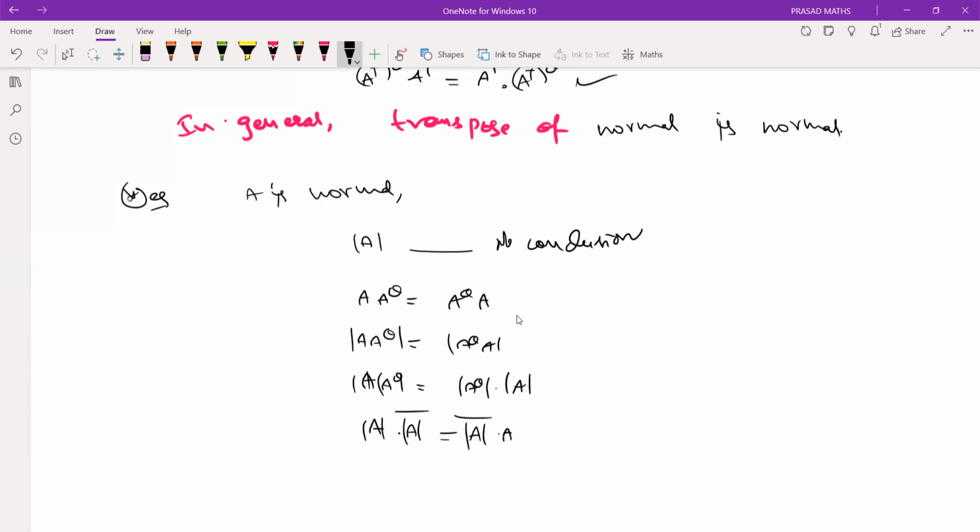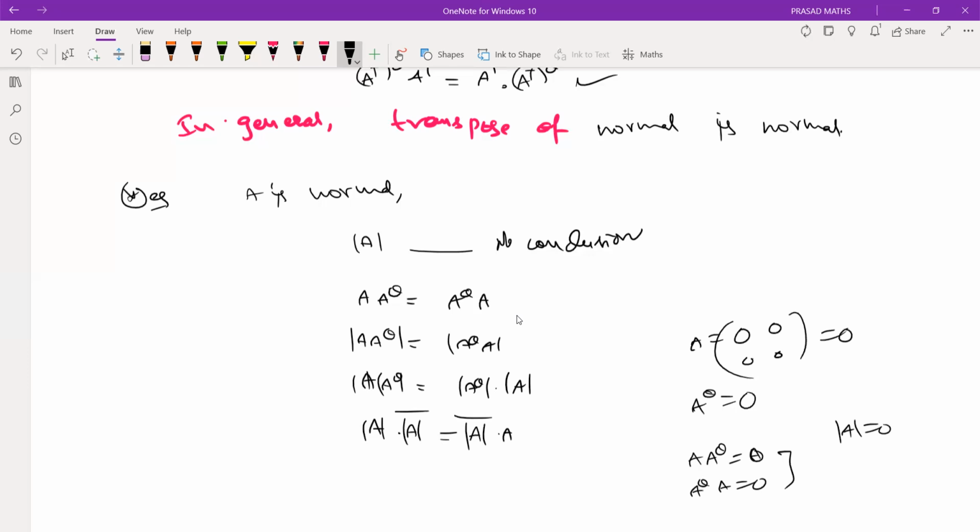Suppose A is a zero matrix. Is it a normal matrix? Yes, because A theta is also a zero matrix. A into A theta equals 0, and similarly A theta into A is also 0. Therefore, it is a normal matrix. Any zero matrix is a normal matrix. So what is the determinant? 0. Does it mean that it is singular? Yes, it is a singular matrix, not non-singular.